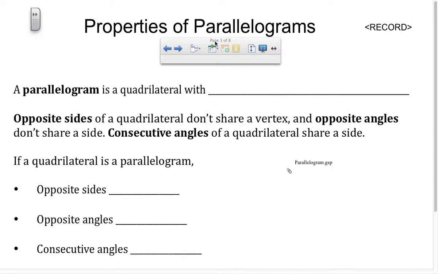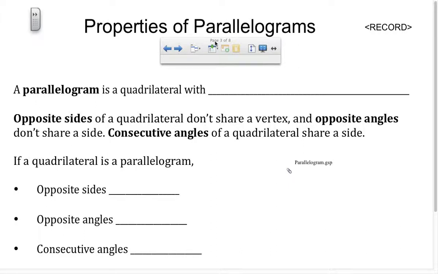As I mentioned yesterday, the bulk of this chapter will deal with quadrilaterals and special quadrilaterals. Yesterday we talked about the measures of angles, interior and exterior of polygons. Today we're starting our discussion on parallelograms. Some of you already know what a parallelogram is. You know that it's a quadrilateral.